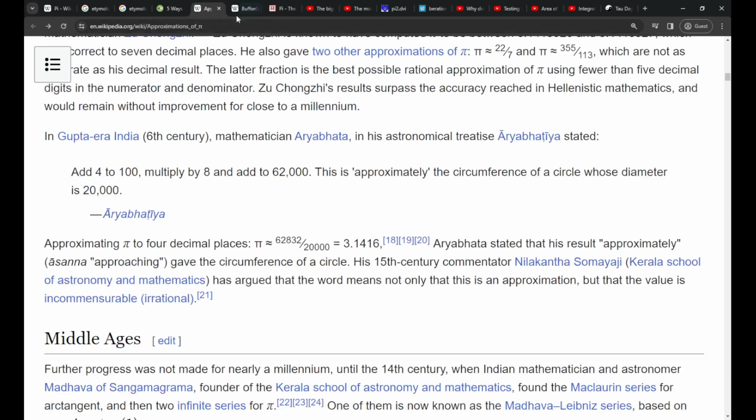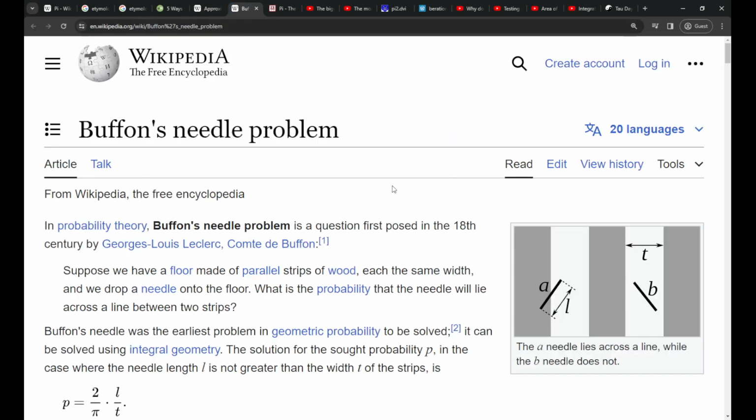Approximations of pi, we kind of covered that. Buffon's needle problem, we covered that.